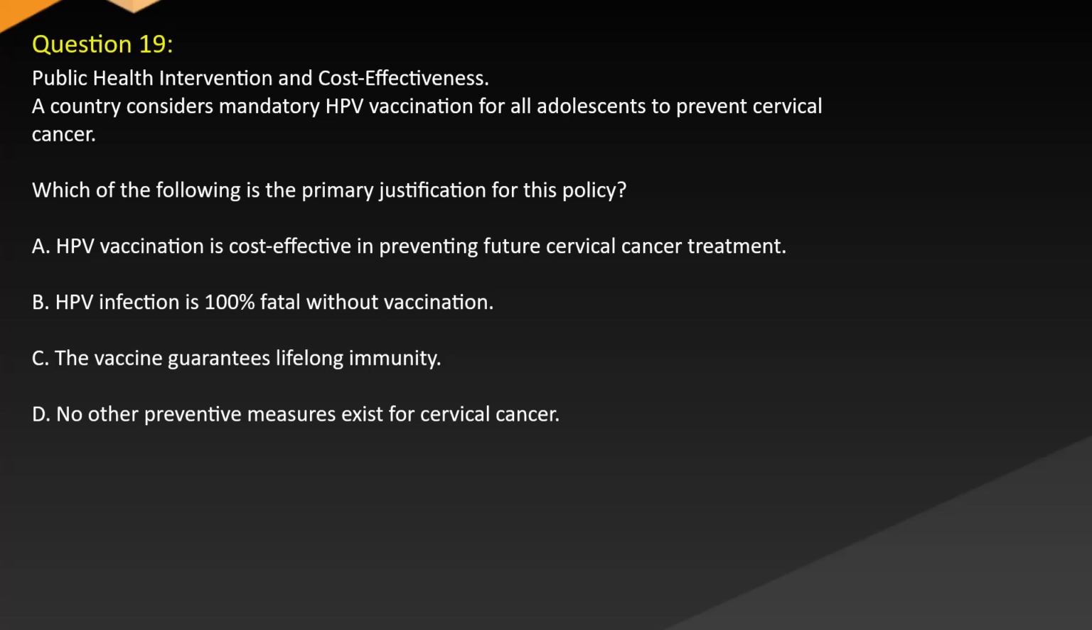Question 19. Public health intervention and cost effectiveness. A country considers mandating HPV vaccination for all adolescents to prevent cervical cancer. Which of the following is the primary justification for this policy? A. HPV vaccination is cost-effective in preventing future cervical cancer treatment. B. HPV infection is 100% fatal without vaccination. C. The vaccine guarantees lifelong immunity. D. No other preventive measures exist for cervical cancer.